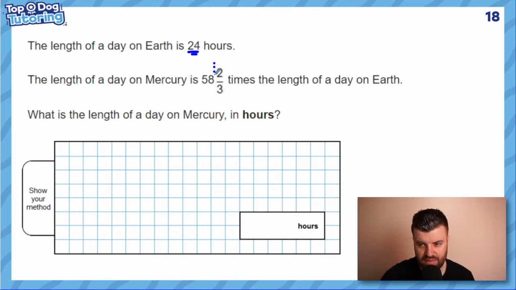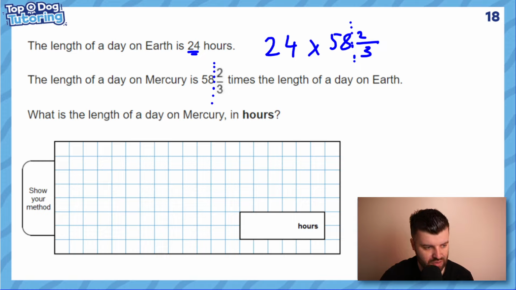to split this up. So you're going to have to do 24 times 58 2/3. The only thing I'll say is do 2 steps. Split it up. Do 24 times 58, 24 times 2/3. See if you can get to an answer, and what must you do at the end. Have a go.